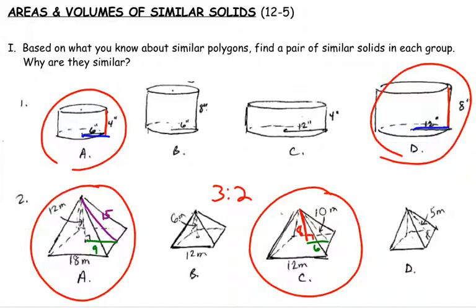Okay? Now, if you want to take a minute and explore, I encourage you to calculate for row number 1, A and D, the cylinders' lateral area, total surface area, and volume, and compare them. Reduce them as a ratio and figure out what the pattern is. Do the same thing for row 2, pyramids A and C. I'm going to jump ahead and show you the answers, so if you want to pause the video and do the calculations for extra practice, that'd be a great idea. And then you can check and compare with me.